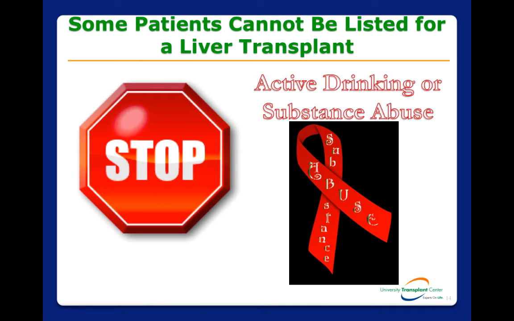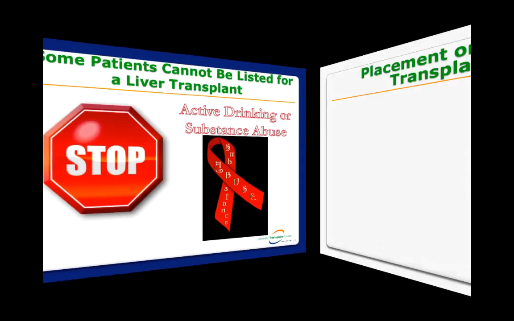University Transplant Center has a strict 6 months abstinence policy. You will be randomly tested for drugs and alcohol, even if your primary disease is not related to drugs or alcohol. If at any time your drug or alcohol tests are positive, we will automatically stop the transplant evaluation. If you're listed, you will be placed on hold.